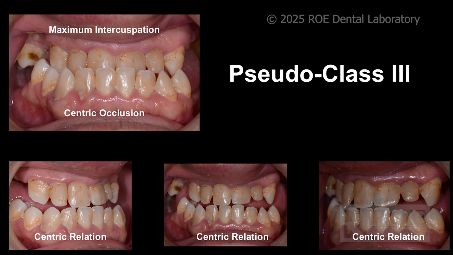Here's an example of that. Here's a patient, and here's his centric occlusion position. And when I guide him into centric relation, he's end to end. So just think about how big of a discrepancy, how far he moves from CR to CO.